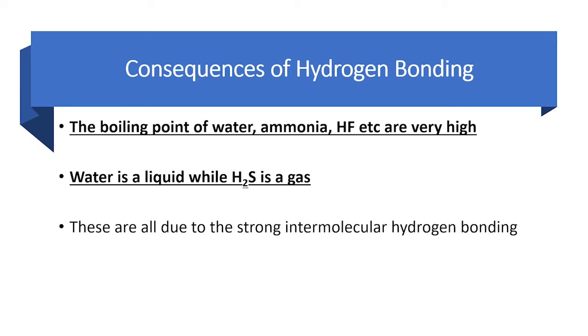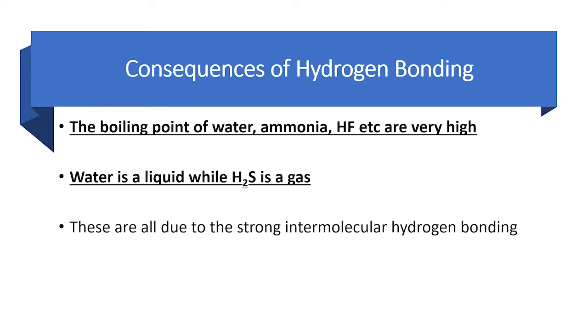And secondly, we know water is a liquid while H2S is a gas. We know H2O and H2S. In both cases, the central element belongs to the same group, oxygen and sulfur. But these two have entirely different properties. Water exists in a liquid form while hydrogen sulfide is in the gaseous form. This is because of the lack of hydrogen bonding in H2S.